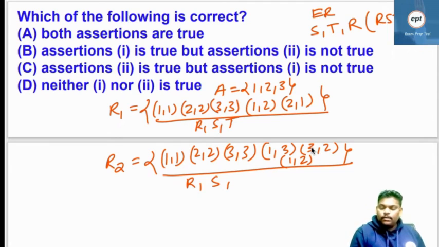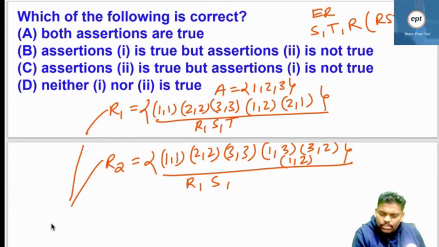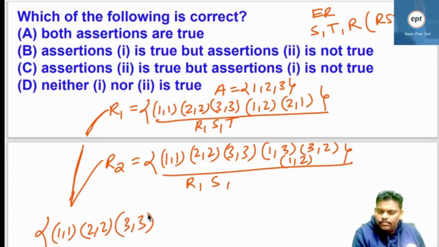Yeah. Now see. Can you help me now? Can you do intersection? What is the intersection of these two? When you do intersection, compulsory the reflexive pairs will come. Anything else?